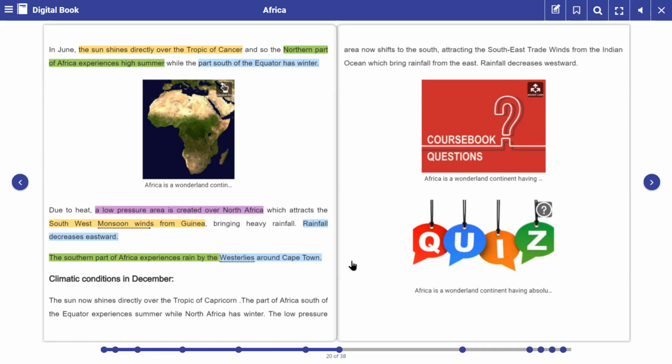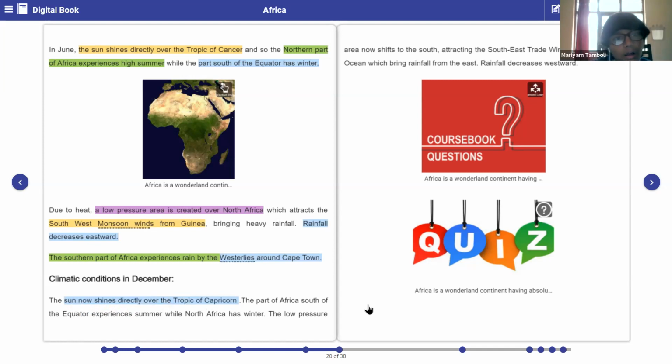Now let us see the December climate of Africa, the climatic conditions in Africa in the month of December. In December, the sun now shines directly over the Tropic of Capricorn. Can you make out the difference? Here it is not mentioned Tropic of Cancer, it is mentioned Tropic of Capricorn. So this is the difference. The part of Africa south of the equator experiences summer, while North Africa has winter.